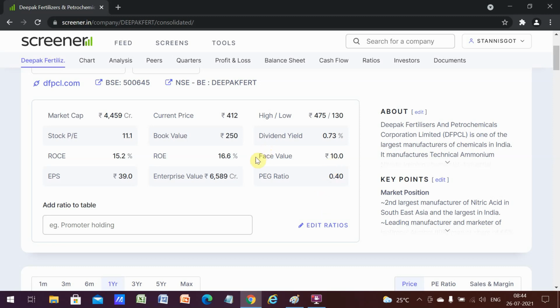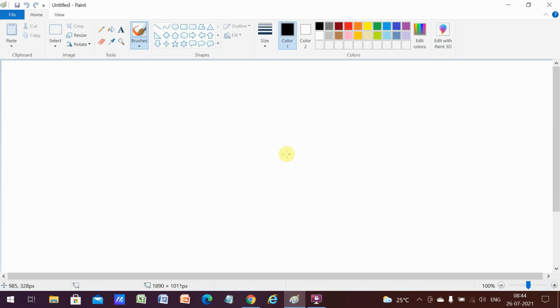Okay, so we'll start with the face value. So here you can see that the face value is 10. So what is this face value and why is it 10 rupees? Okay. So initially let's consider there are 10 members who are putting in around 100 crores to start a particular business. Okay. So each one of them is putting in something like 10 crores.